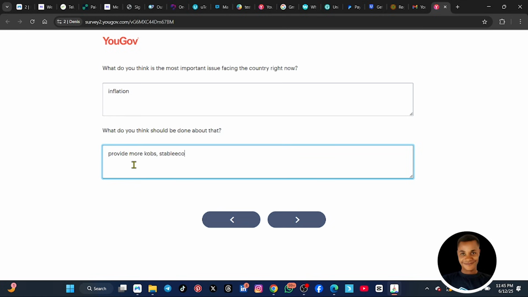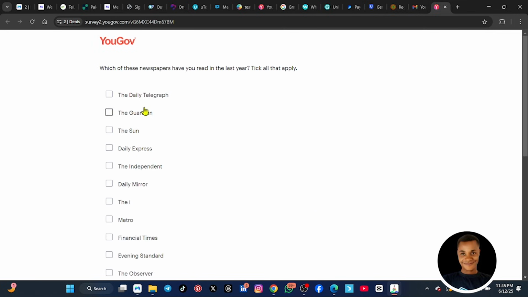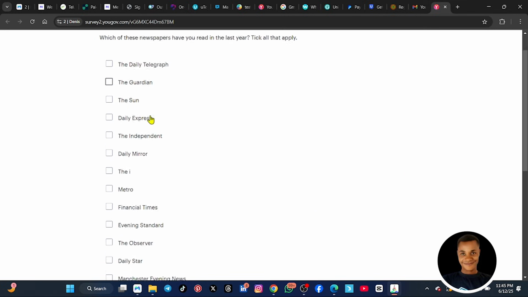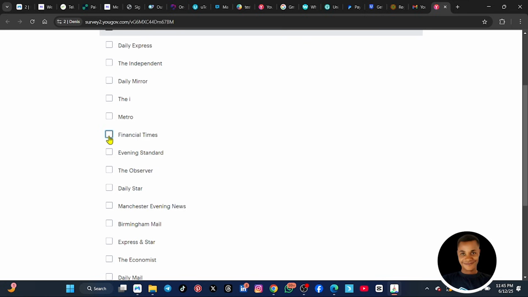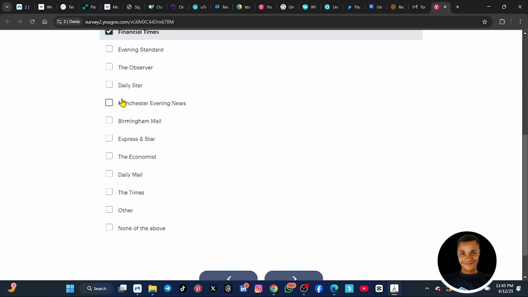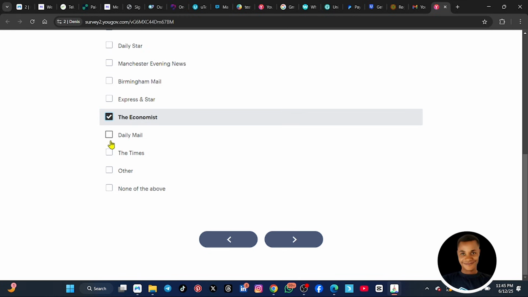Stable economy and all of that. Just put as many as you can, then you can click on continue. Which of these newspapers have you read in the last year? Tick all that apply. I have to read the Guardian, I have to the Sun. In fact, normally I read all these papers. Financial Times is one of my best. The Economist is also one of my best. The Times is also one of my best, and I click on continue.